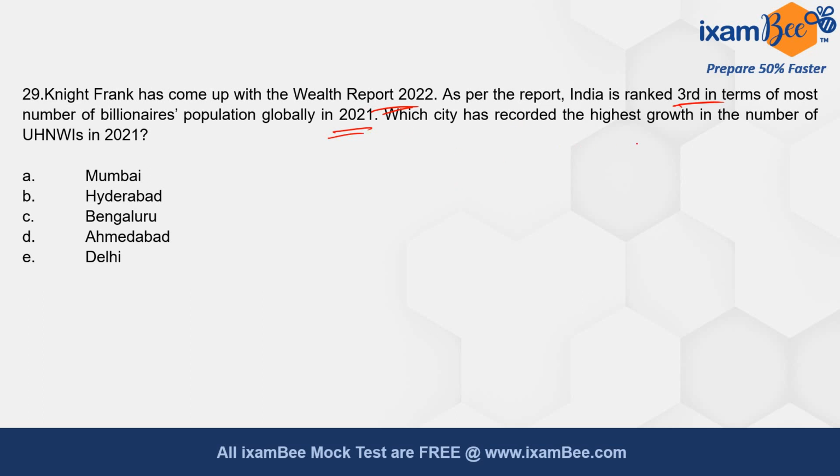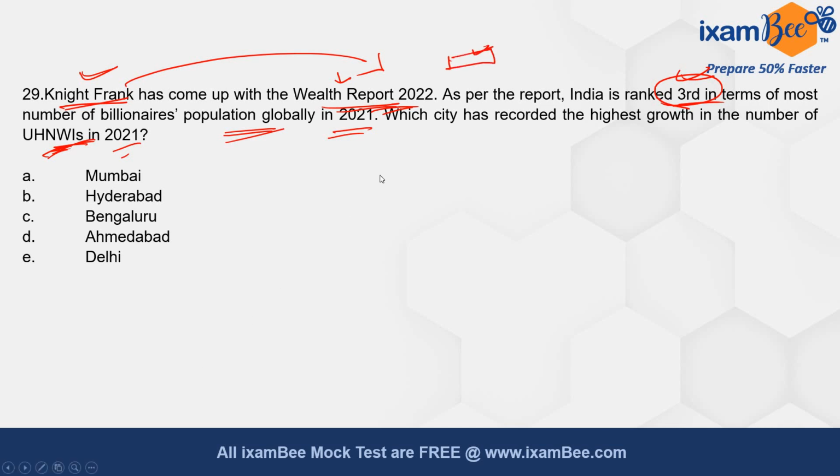Which city has recorded the highest growth in the number of ultra high net worth individuals in 2021? आपको यहाँ पे कितने इंफॉर्मेशन है देखो. Knight Frank, ये ऑर्गेनाइजेशन ने निकाला this report, that is Wealth Report 2022. So India is ranked third in terms of most number of billionaires population. 2021 में India has third highest number of billionaires all across the world.